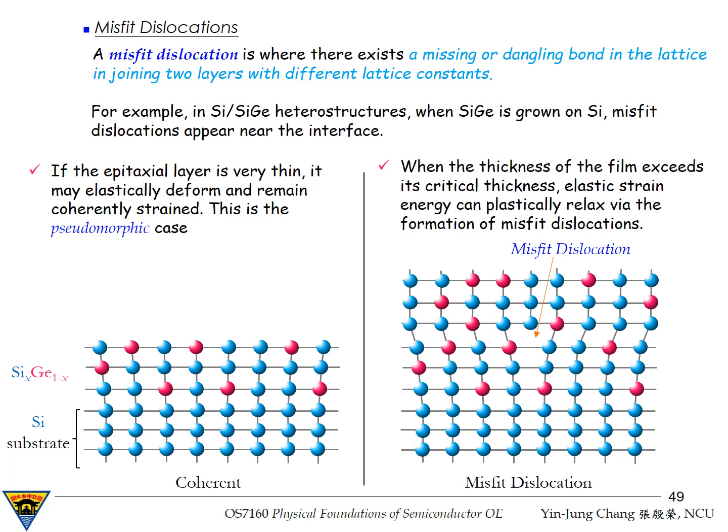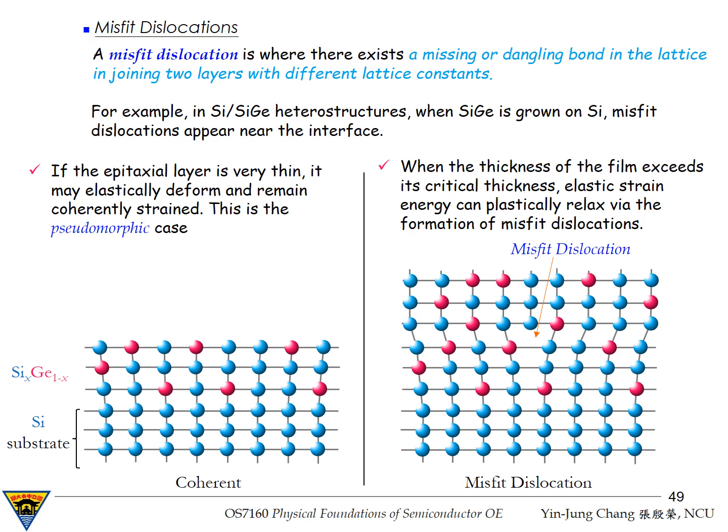However, this strained configuration stores elastic strain energy in the film. As the epitaxial layer becomes thicker, the total strain energy continues to increase. Eventually, the system reaches a point where maintaining coherent strain is no longer energetically favorable. At that point, the crystal relaxes the strain by forming structural defects known as misfit dislocations.